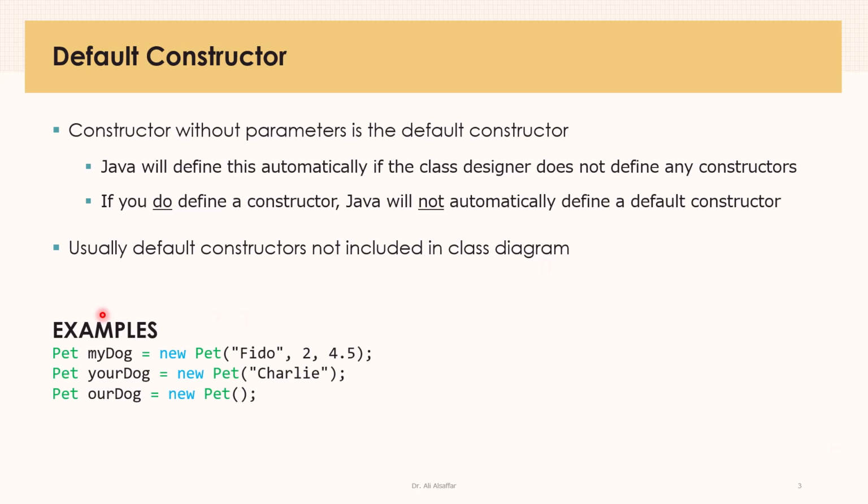Now, take a look at this example. The name of the class is Pet, and this class has 3 constructors. See what comes after new? It is the same name as the class, so this is the constructor. The first constructor has 3 parameters. The first is a string, the second is an integer, the third is a double. The second constructor has only one parameter, which is a string, and the third constructor has no parameters, and this constructor is called the default constructor.